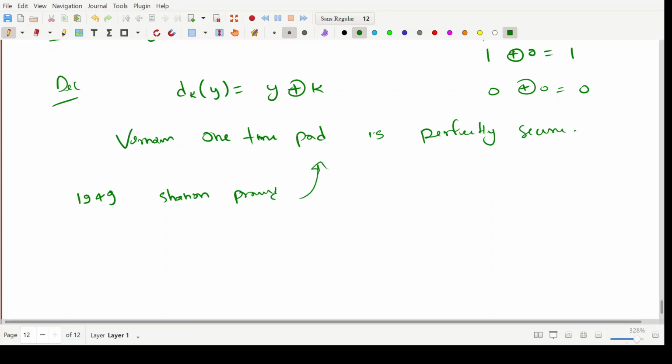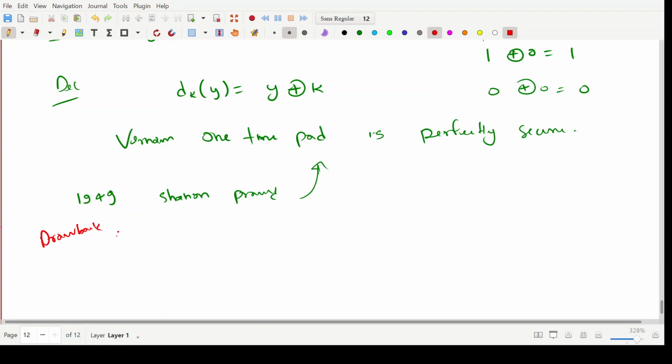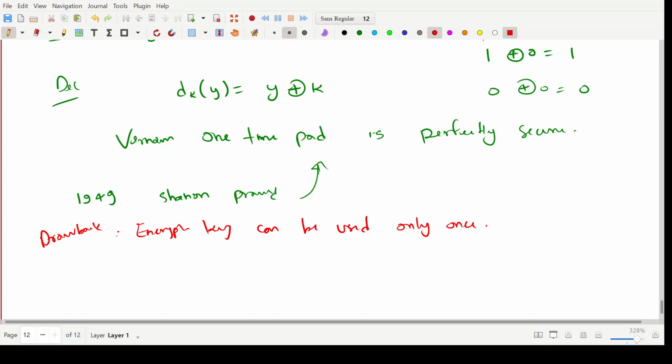One of the drawbacks of this crypto system is that the encryption key can be used only once. That means once you have encrypted a message with a key, you cannot use the same key again. Correct? For every message, our key is again different. That's why it is called one-time pad. Due to this, the crypto system is impractical, because in a practical situation I may have an n-bit message and I will require an n-bit key. Suppose the message is 1 GB in size, then I require a 1 GB key. That is difficult, correct? So due to this, the crypto system is impractical.